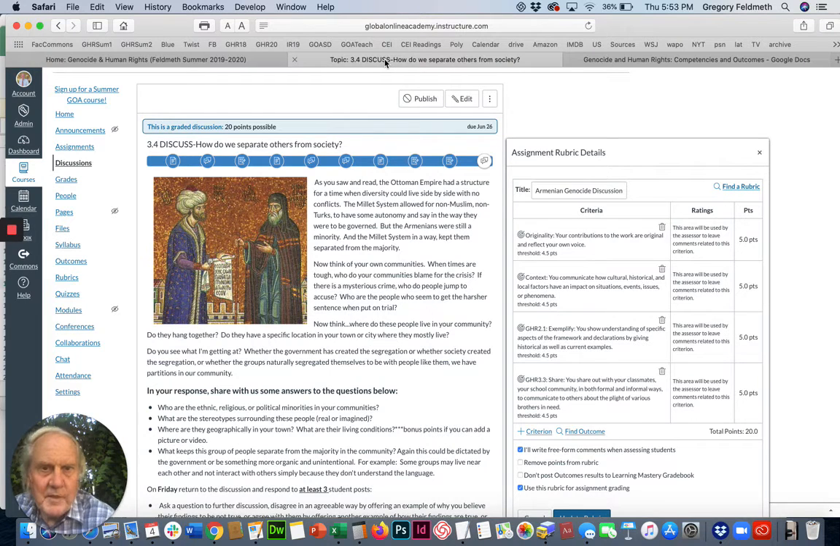Four things that we'll be looking for are originality, context, exemplify, and share. And so for each of those criteria, you'll get a score from 1 to 5. And then a comment usually goes with them too. So that gives you a sense of how we use rubrics, how we use competencies, and how we use outcomes.